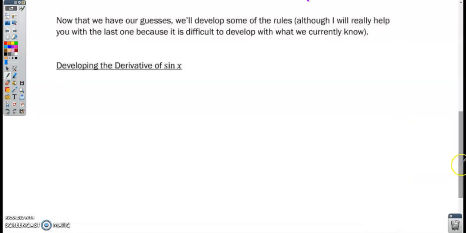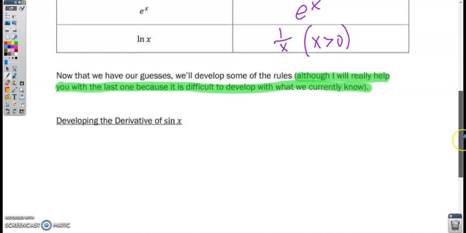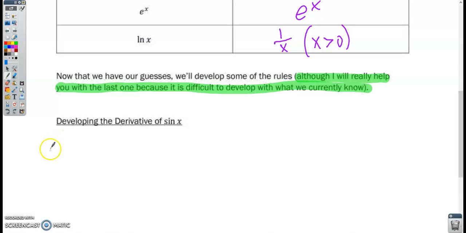By the way, I mentioned here, now that we have our guesses, we're going to develop some of the rules. And it says here, just to ramp your anxiety up, I'm not going to really help you with the last one because it is very difficult for us to develop that with what we currently know in this course. It's hard to do the development of that. And so we're going to do some things that we don't really know how to do yet in order to find that rule. So let's start with developing the derivative of the sine of x.